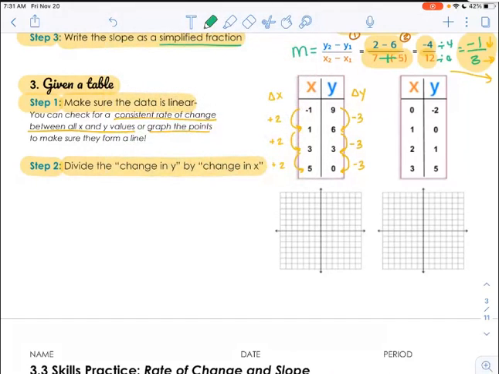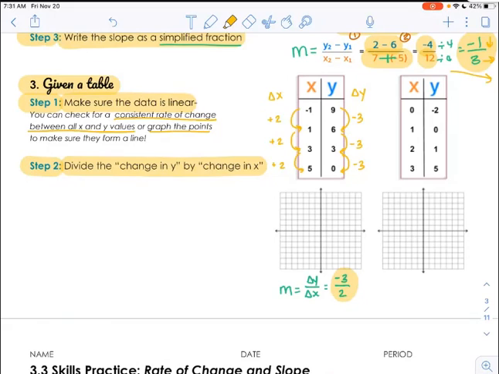The slope of this line, m, equals change in y over change in x. My change in y is a -3, and my change in x is a +2. I don't have it listed on here, but as we've been practicing, we want to make sure that that's in simplest form. -3/2 is fully simplified. So that's my slope, or my average rate of change.